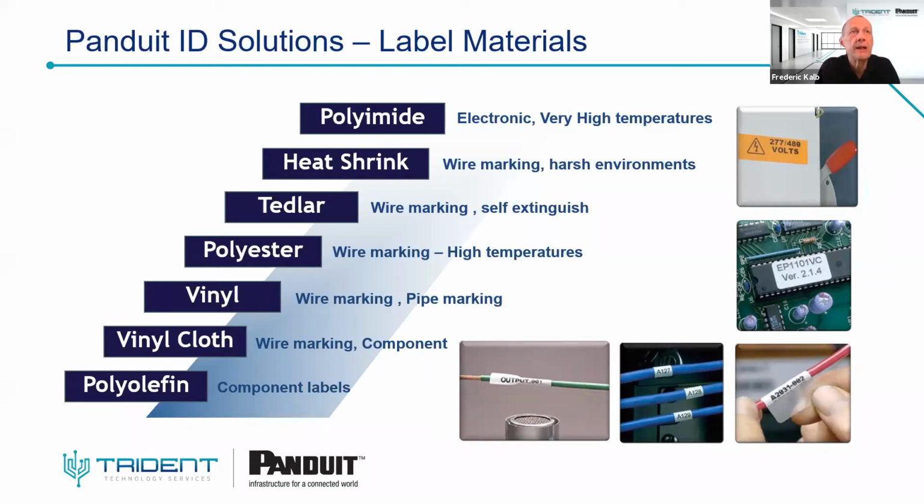The only thing I would like to mention here is that vinyl and polyester are the most commonly used materials in label applications. And we from Panduit and also the Trident team are happy to support you by selecting the right material depending on your application.